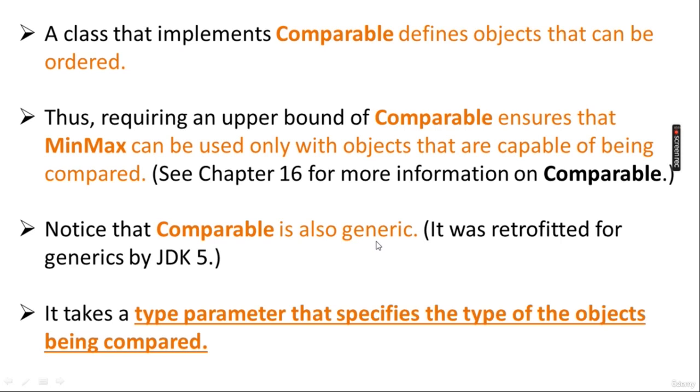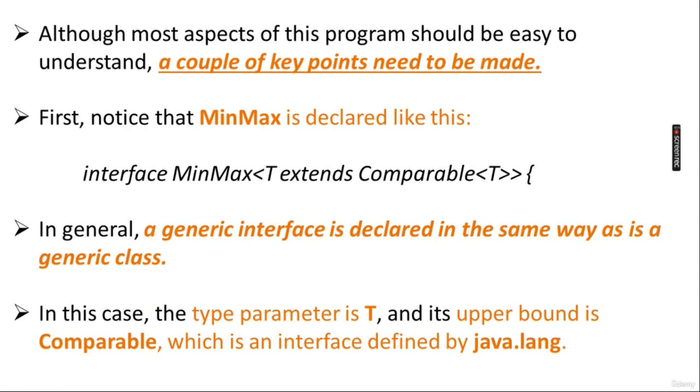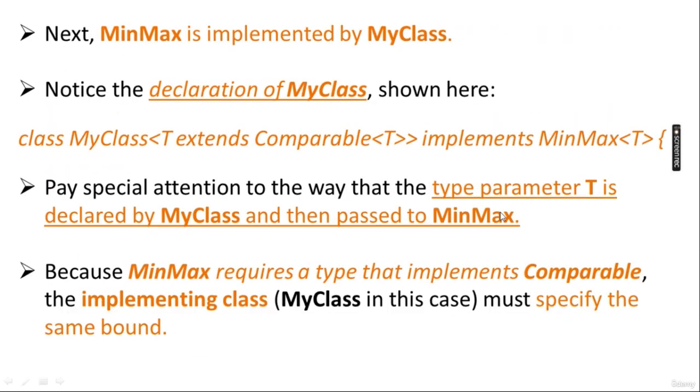Notice that Comparable is also a generic interface. It was retrofitted for Java generics by Java 5. It takes a type parameter that specifies the type of objects being compared. So if you are specifying T over here, which type of objects will be compared with each other is defined over here. If it is of type Integer, Integer values will be compared. If it is of type Float, its Float values will be compared, and so on.